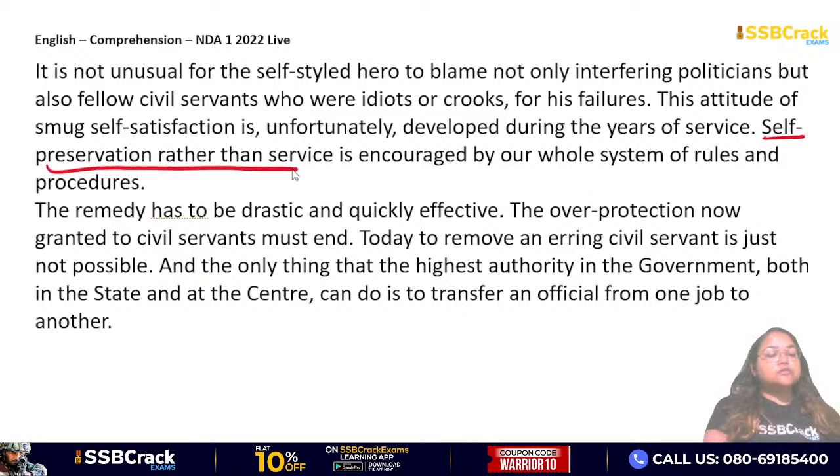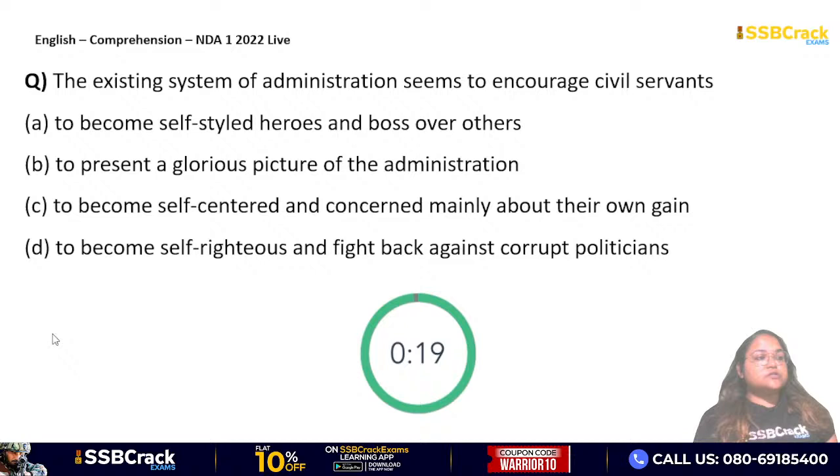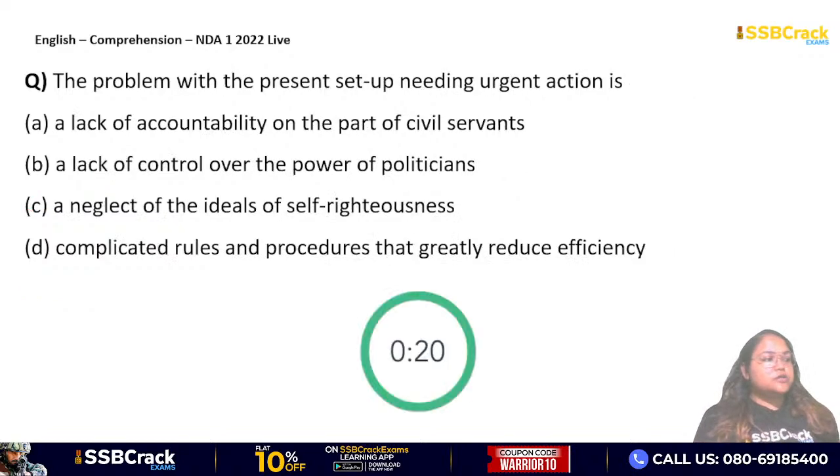Self-preservation rather than service is encouraged by our whole system of rules and procedures. So first save yourself and then you follow the service, then you do your service. So this is what it is all about. So what does the existing system of administration encourage civil servants to do? To become self-centered, self-preservation. So to become self-centered and concerned mainly about their own gain. So option C will be your correct answer. Okay. Now moving on to the next question.